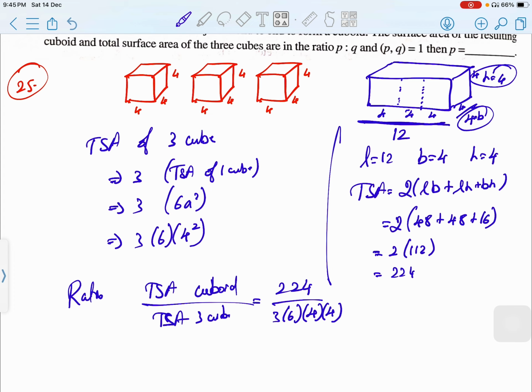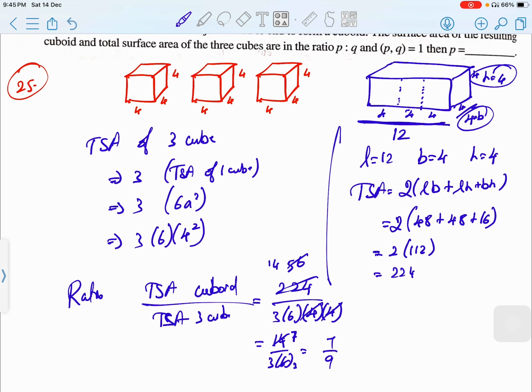So when we cancel by 4 table, when 224 is cancelled by 4 table, we will get 56, 4 cancel. Again 4 table, we will get 14. This 4 also cancel. So 14 divided by 3 into 6. Now we can cancel 2 table. This will become 7, this will become 3.